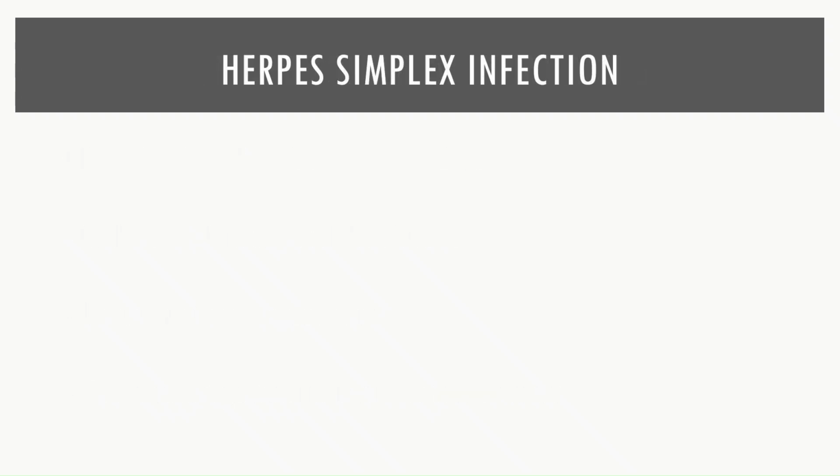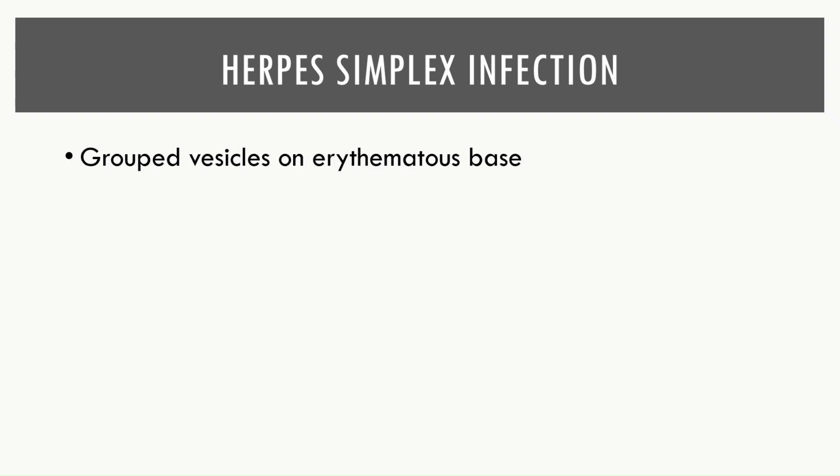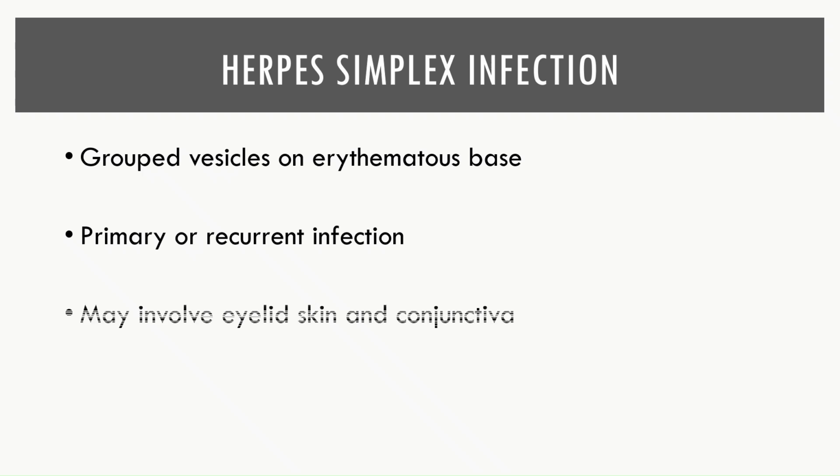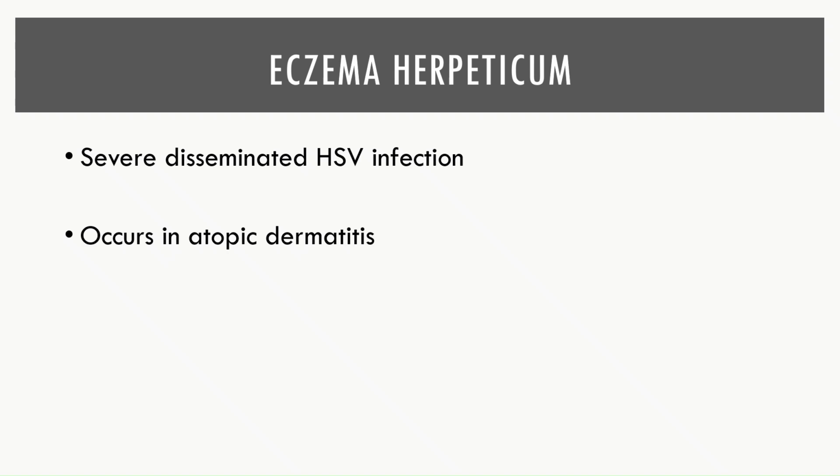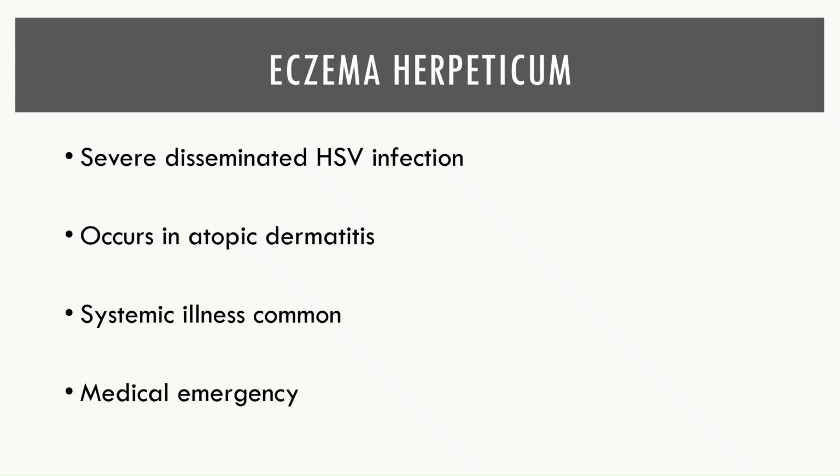Herpes simplex infection presents with grouped vesicles on an erythematous base and may occur as a primary infection or reactivation. It may involve eyelid skin and conjunctiva. Eczema herpeticum is a severe disseminated herpes simplex infection occurring in patients with atopic dermatitis and requires urgent systemic antiviral therapy.